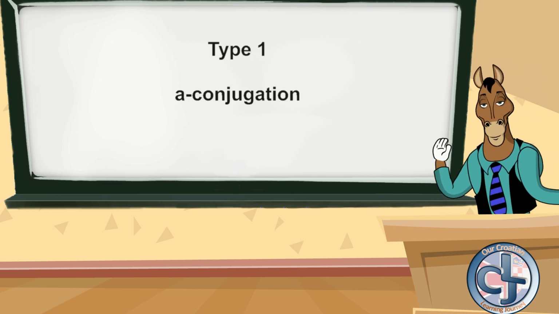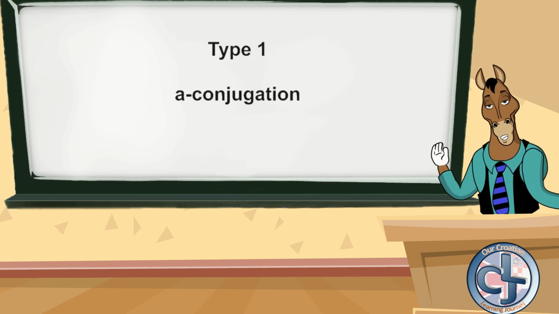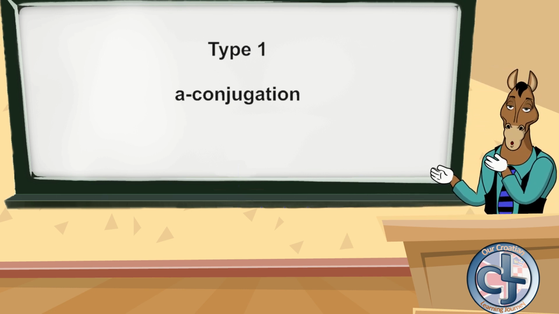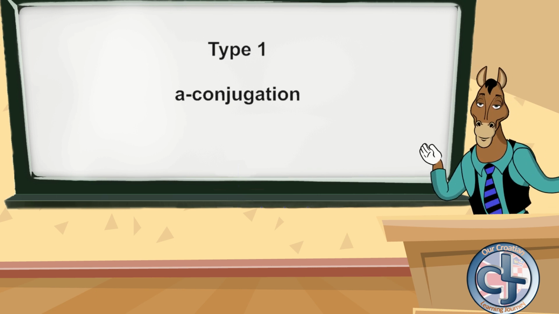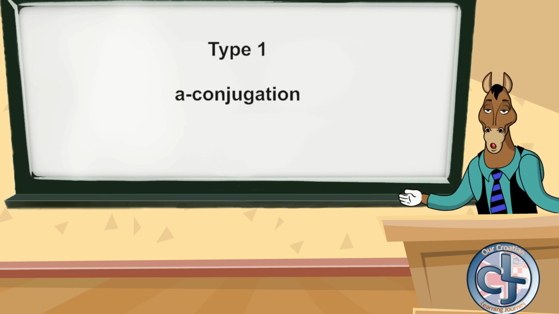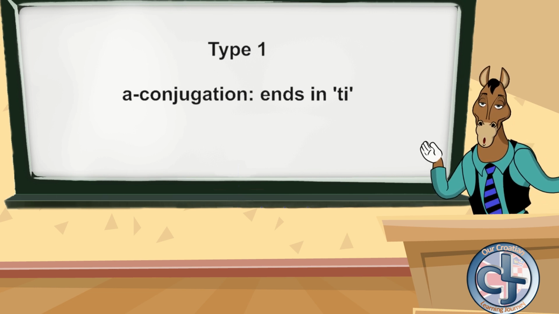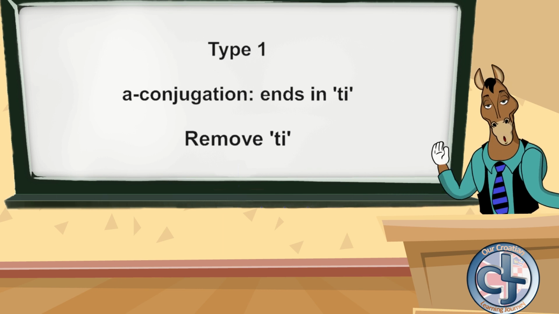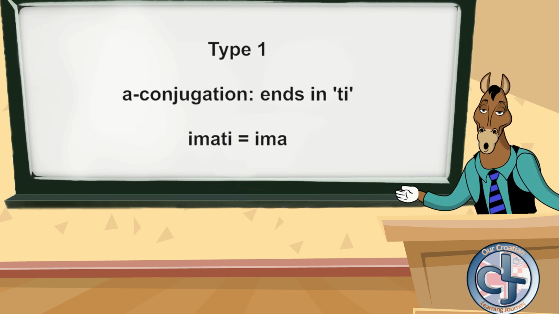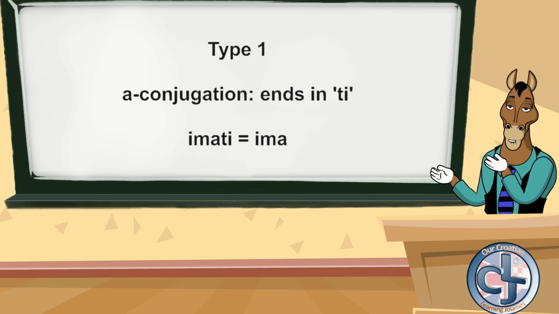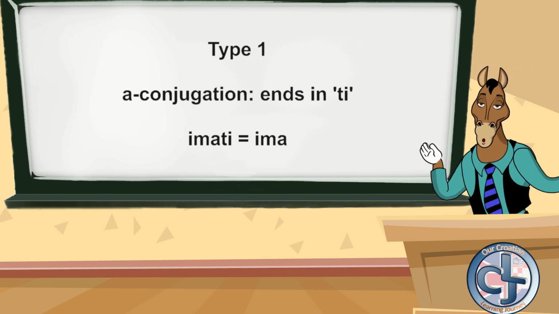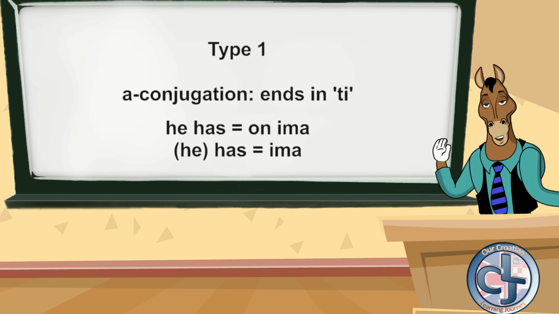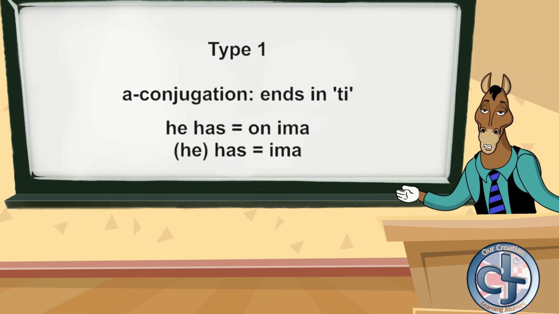Type 1 verbs are A conjugation. This means that when you take away the ending and are forming a conjugation to establish who is doing the action, the verb will end in an A. Type 1 verbs end in ti. Removing the ti, the verb now ends in an A. This is the form that he, she, or it takes. For the verb to have, or imati, he has can be either on ima, or without the subject, ima.